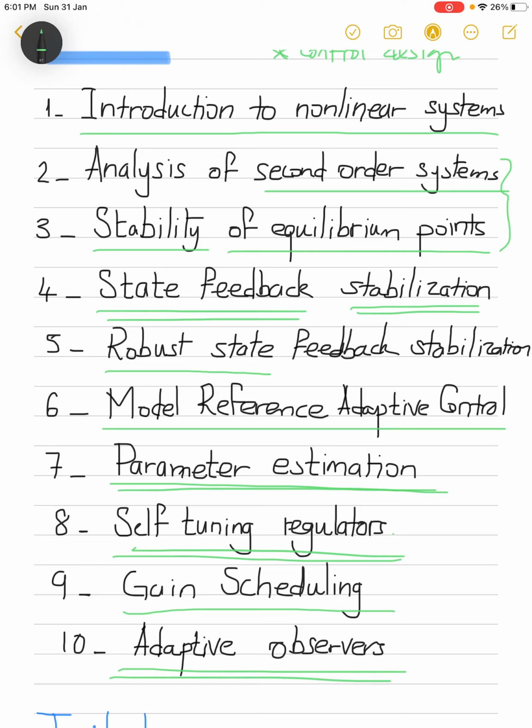As we know that most of the time we cannot measure the states of the system, so we have to rely on the output. So we'll use the output, and depending on that we conclude the states of the system. So we'll give an idea about the adaptive observer at the end of this course.